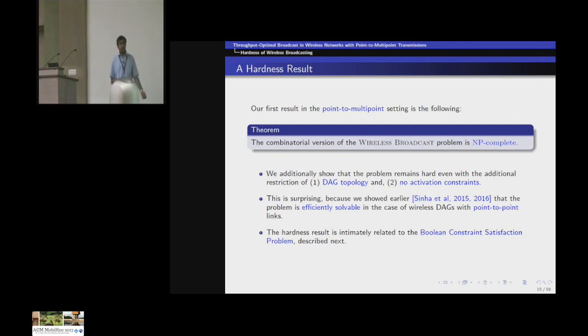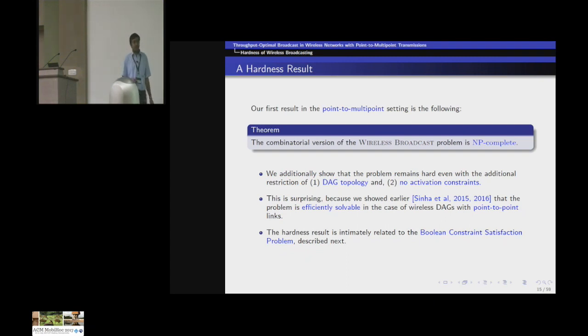Why? Because we showed in our earlier papers, 2015 MobiHoc, 2015 Infocom and 2016 MobiHoc, that this problem is efficiently solvable even in the case of wireless DAGs when there is a point-to-point link. So when a node transmits, only the directed link that is pointed towards its receiver gets a packet. Since here we consider the point-to-multipoint link, when a node transmits and everybody in its out-neighborhood receives a packet, this makes the problem hard. So this simple modification turns the problem from efficiently solvable into an NP complete problem.